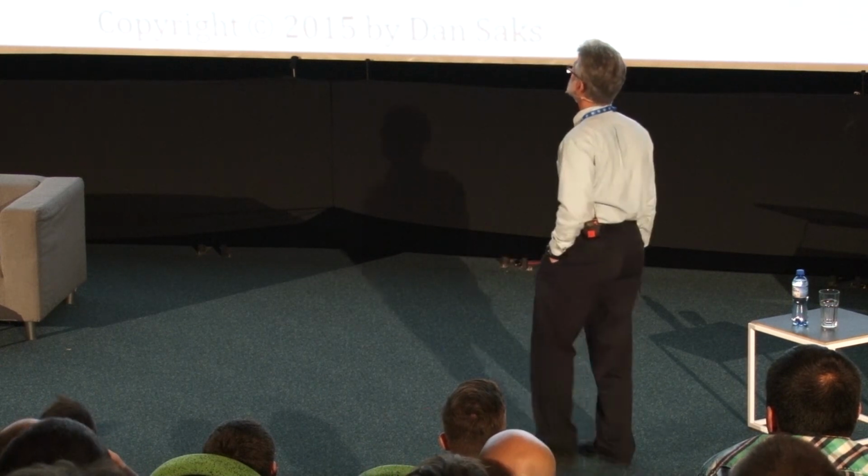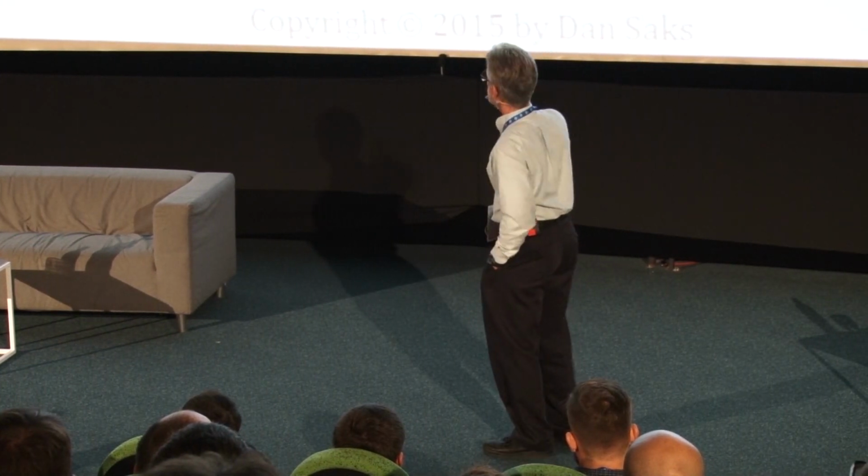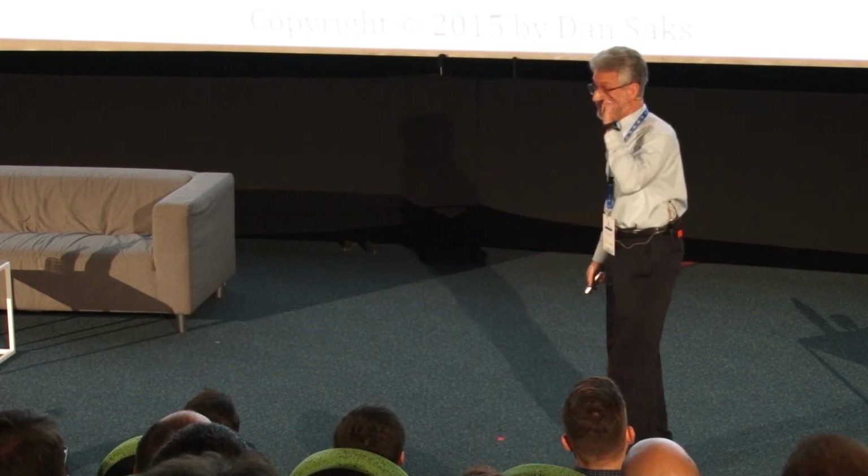Next. So now you can just do this. You can say COM0 is a UART, and it's the 0th UART, or COM2 is UART 2. And this, again, the user of the UART class doesn't have to know the magic number of that address. It just says, I want the second UART, I want the third UART. You find the address at the right place for me and construct it. Now, there's a problem with this. The problem is it only works properly if the value is 0 through 3. Next. What do you do if the value is out of range?